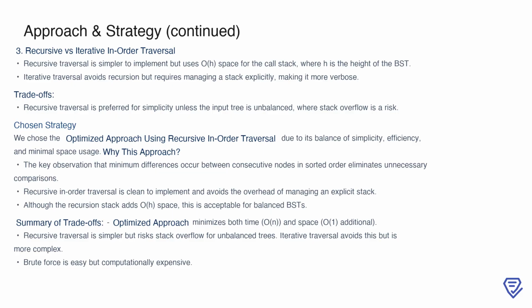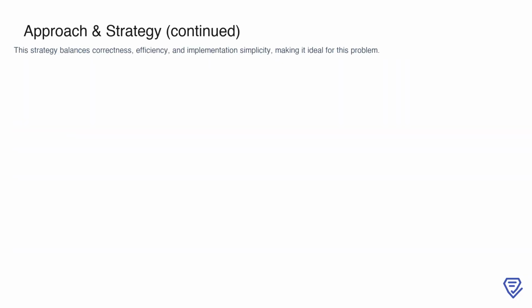and efficiency. By leveraging the observation that minimum differences occur between consecutive nodes, this approach eliminates unnecessary comparisons. Although the recursion stack incurs O(h) space, this is an acceptable trade-off for balanced BSTs, making the recursive method both clean and effective. This chosen strategy effectively balances correctness, efficiency, and implementation simplicity.